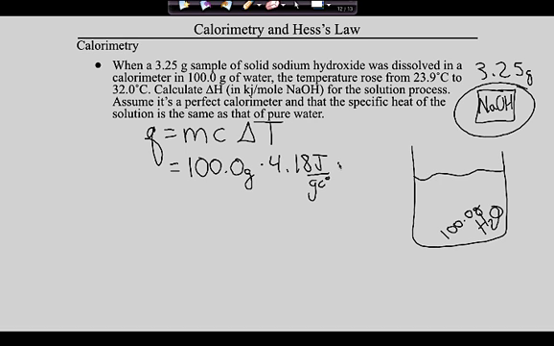And now, guys, we need to know the temperature change of the water. 8.1. Is that right? 8.1 degrees Celsius. Now, guys, watch how the units cancel. This is handy. Celsius cancel, grams cancel. We're left with joules. Now, guys, let's do the math. 100 times 4.18 times 8.1.